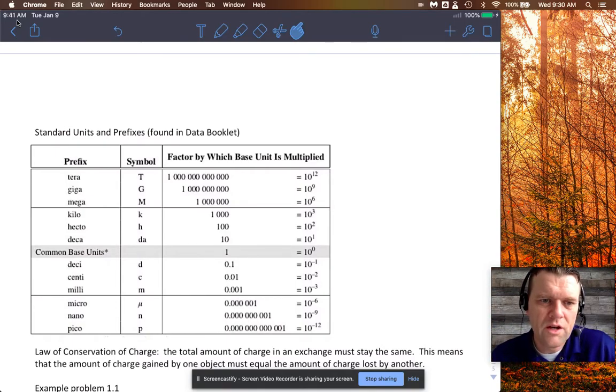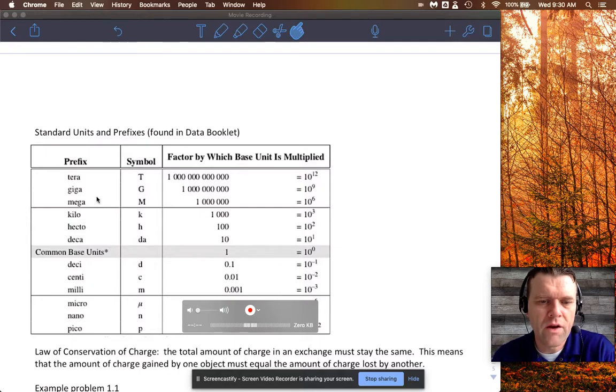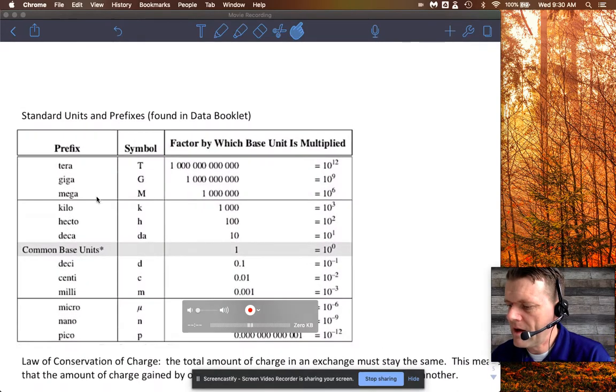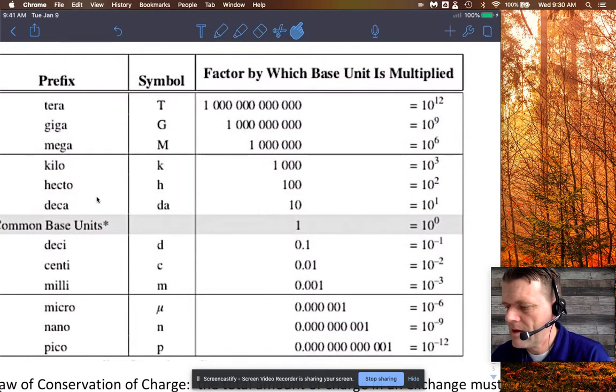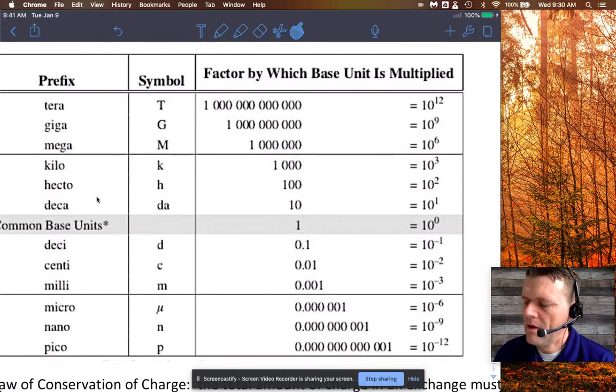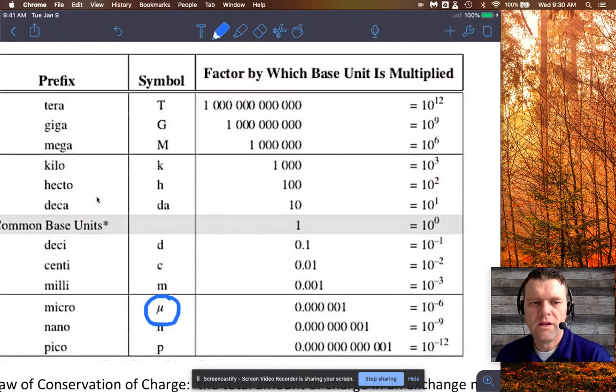If you ever see a prefix, so a number in front of a unit, they're all listed right here. You don't need to have them memorized. Just know that you have a reference table and you can look them up. What we're going to see right away is this one right here. This is the Greek letter mu. It's kind of a U with a tail on the front, and it represents micro. So micro means times 10 to the negative 6, okay?